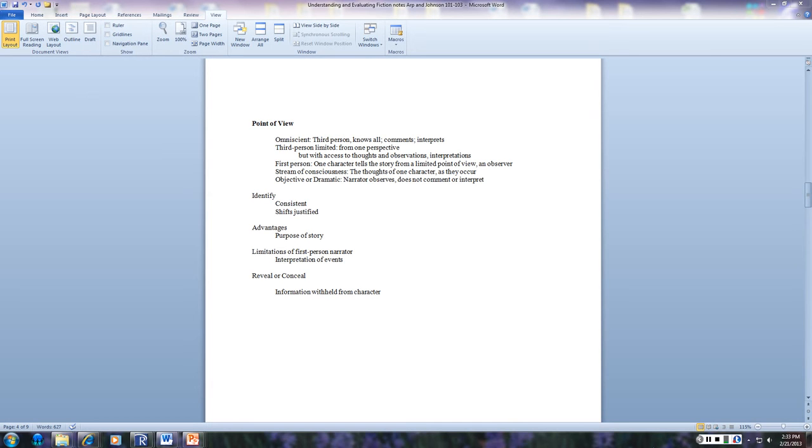When we have a first-person narrator, we need to consider what the limitations are of that character. Is the character reliable? Is the character interpreting the events appropriately? As with Scout in To Kill a Mockingbird, we know what her limitations are, and we understand the limitations she has in interpreting the events, but that contributes to the purpose of the story itself.